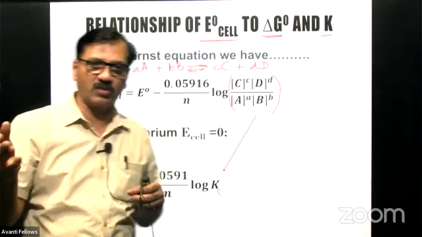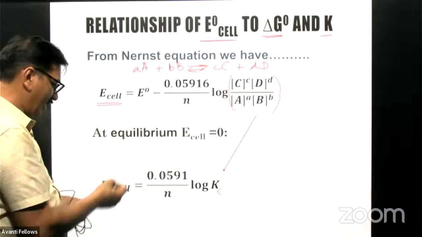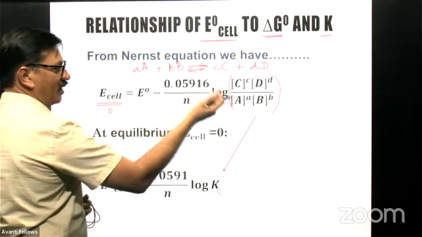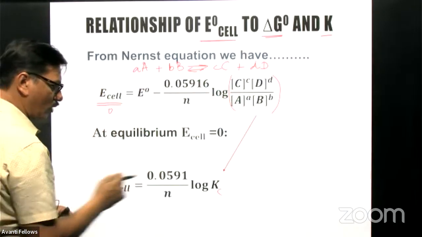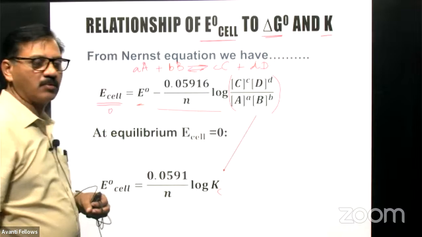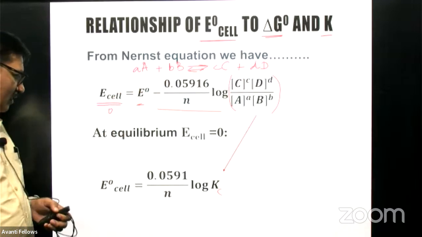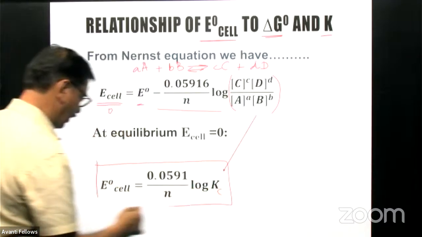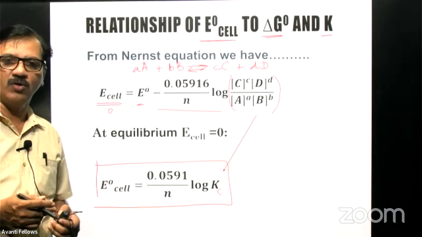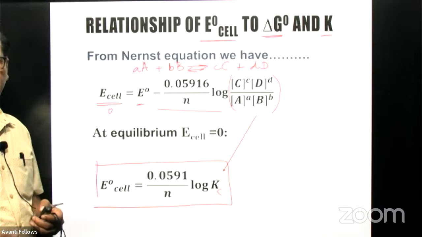There will be no movement of electrons also, so E of the cell will become 0. So when E of the cell becomes 0 and this becomes K, then this minus this will be equal to 0, and hence these two are equal, because subtraction of these two becomes 0 at equilibrium. Therefore, this is the relationship between the equilibrium constant and E0 of the cell: E0 of the cell is equal to 0.0591 by n into log of Kc.